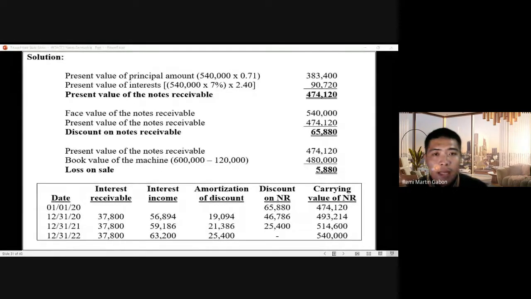So we place 540,000 in the last column of the carrying value. Okay? Wait lang guys, for a while.